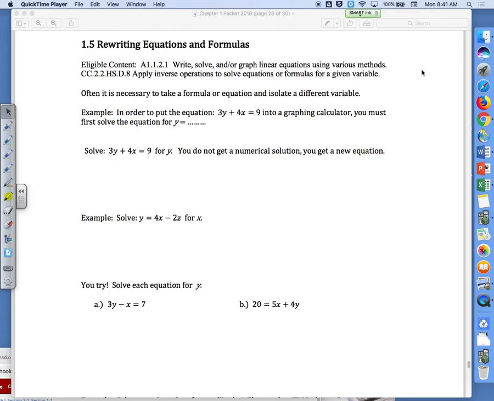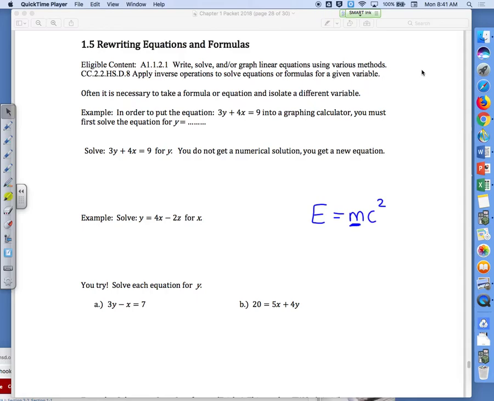All right, so in 1-5, we're solving equations or formulas. In science class, you would do things like this where you would have maybe E equals mc squared. There's a good science equation for you. And they'll say get m, the mass, by itself. So you'd have to figure out how to solve for that variable.